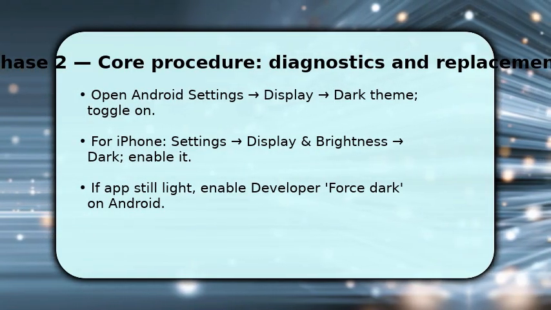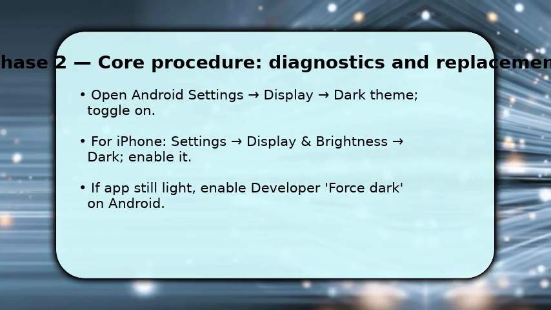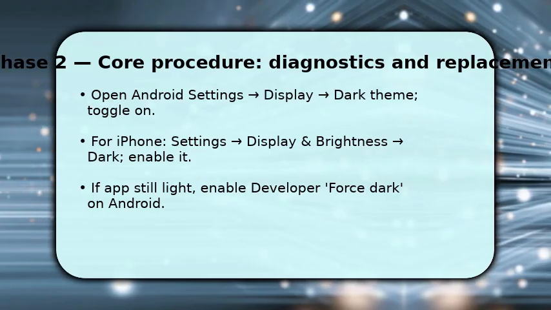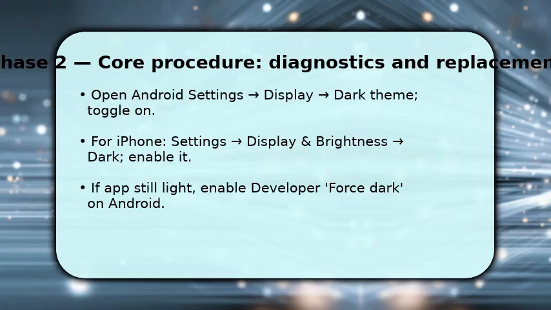If PhonePe still appears light, you can enable developer options on Android and turn on Override Force Dark to coerce apps into dark mode. Do that cautiously, since it forces colors for all apps.